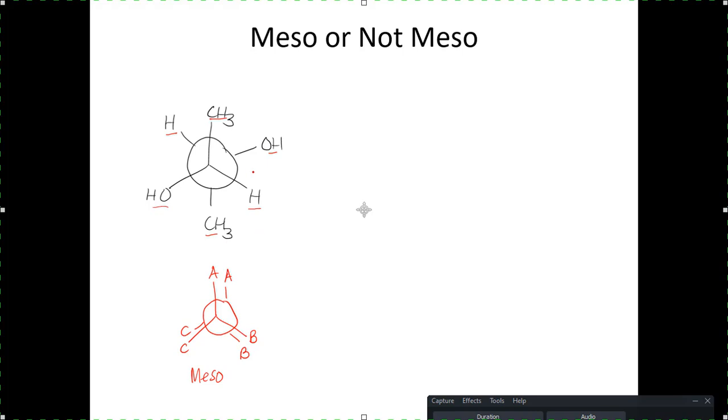So is this meso or not? Try and line this molecule up so it looks like this. Again, if you try and align 2 groups in the eclipsed conformation, either the other 2 will line up or they won't. So is this molecule meso or not meso? Go ahead and answer that when the video stops.